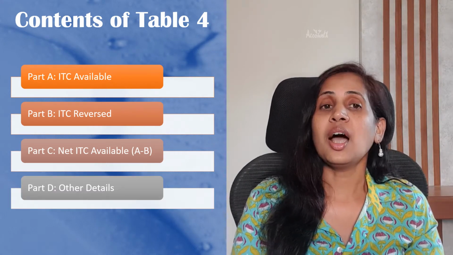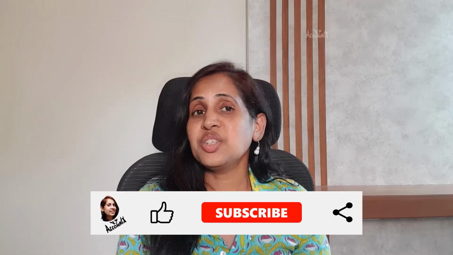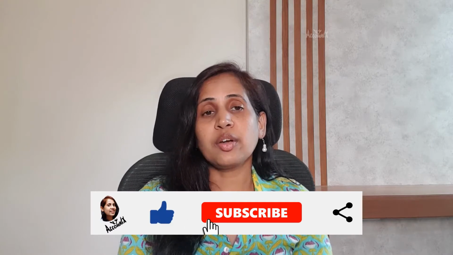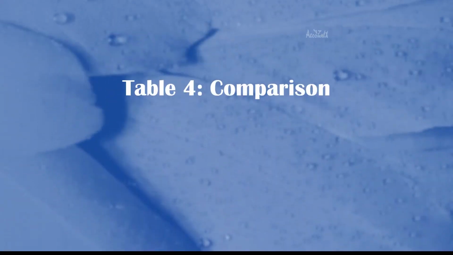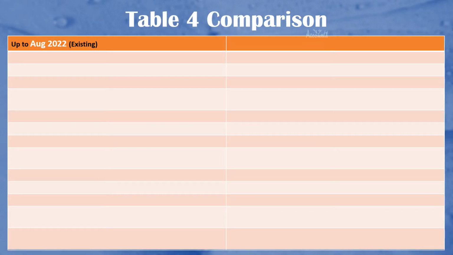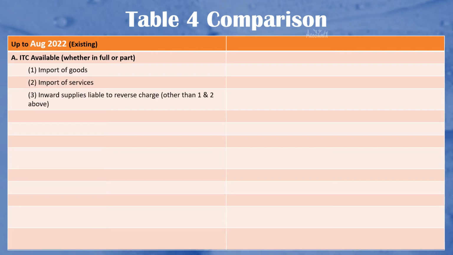Then we have Part D, other details. Before we go through these changes in detail, let's do a quick comparison of the existing and the new Table 4. The existing Table 4 is applicable up to August 2022. And in Part A, we have first import of goods, then import of services, inward supplies liable to reverse charge, inward supplies from input service distributors and all other ITC. So total of this would be your gross ITC available.